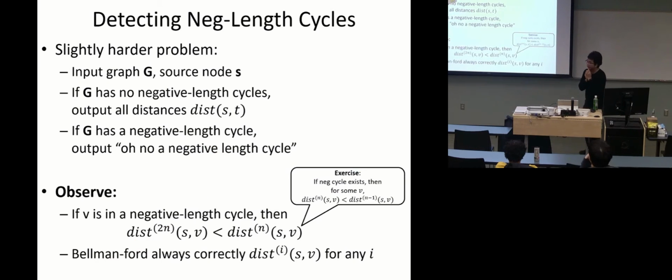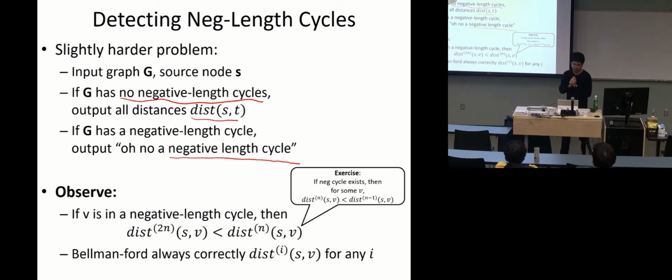Now, I said before that we don't want to assume that the graph has no negative cycle. So what we want to do is try to solve a harder problem. That is, if the graph has no negative length cycle, then just do like before and return the distance. Otherwise, if there exists a negative cycle, then report that there is a negative cycle. Okay.